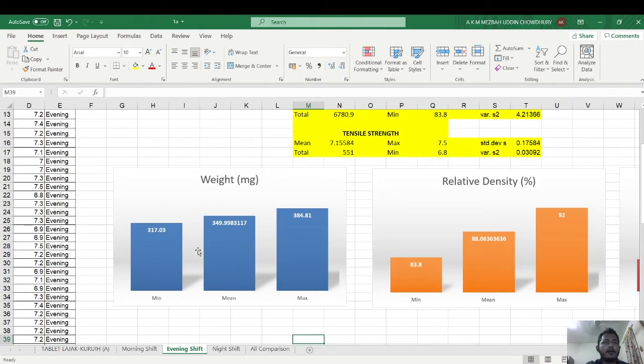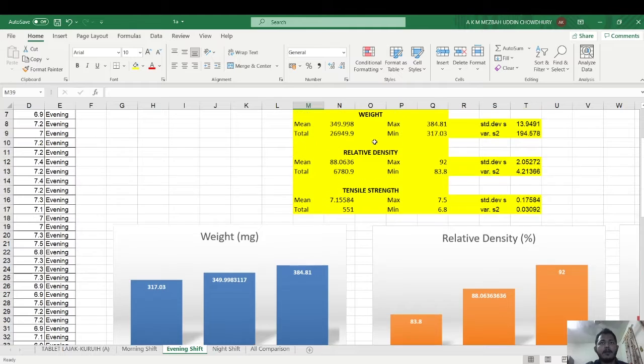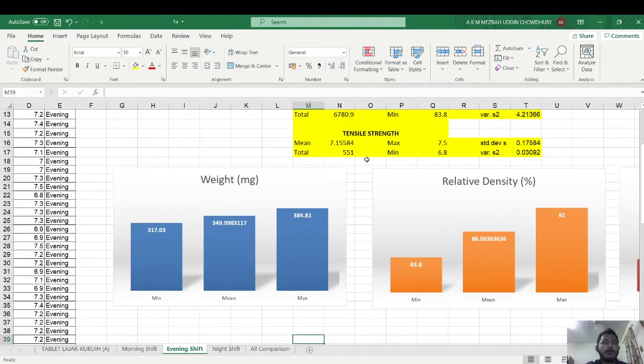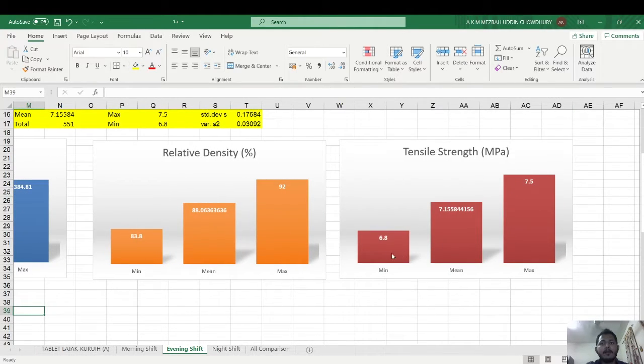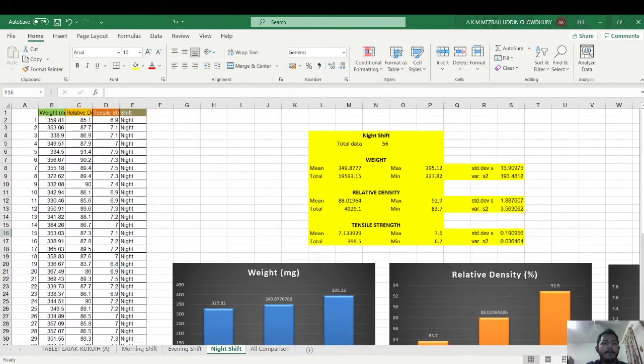Here we have plotted the summarized data, the weight for the evening shift, the minimum, the mean, the maximum weight for the evening shift, the minimum, the mean, the maximum data for relative density, and here is the minimum, the mean, the maximum for the tensile strength for evening shift.